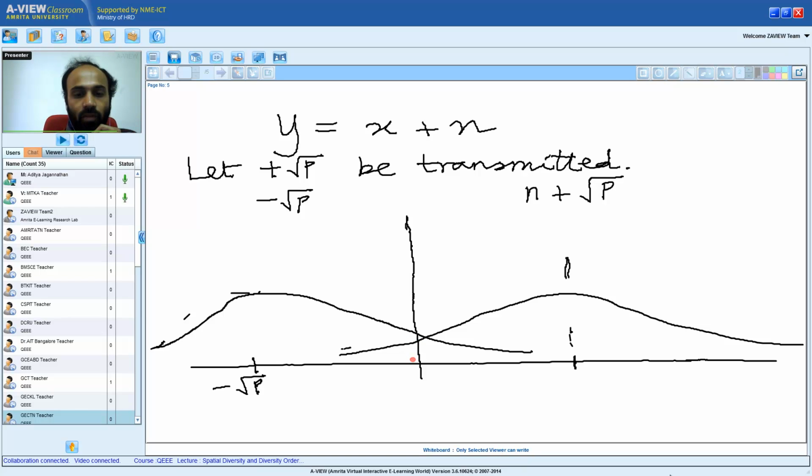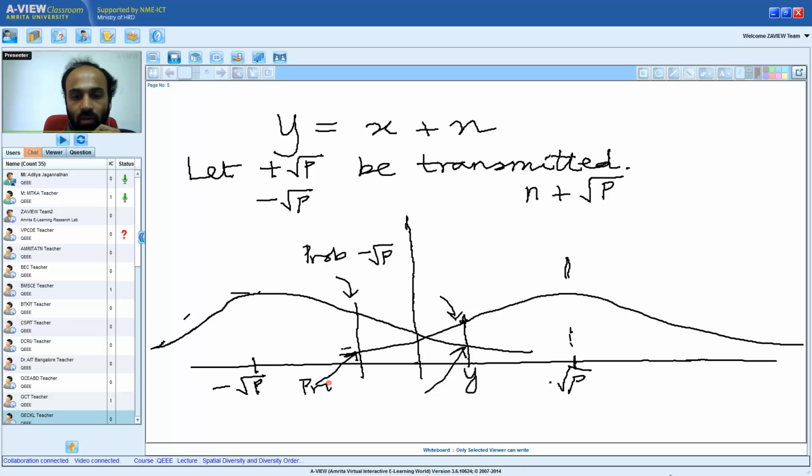Therefore, now you can look at it by symmetry. Y can be from minus infinity to infinity. However, if y is greater than 0, then there is a greater probability corresponding to square root of P. For instance, let us say I receive this particular value of y. Then the probability corresponding to the transmission of plus square root of P is greater than the probability corresponding to transmission of minus square root of P. If y is less than 0, then this is the probability corresponding to minus square root of P, and this is the probability corresponding to plus square root of P.